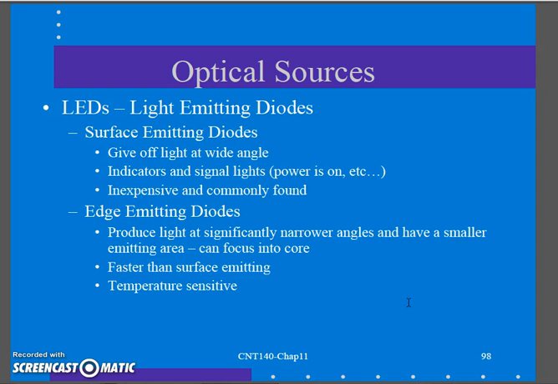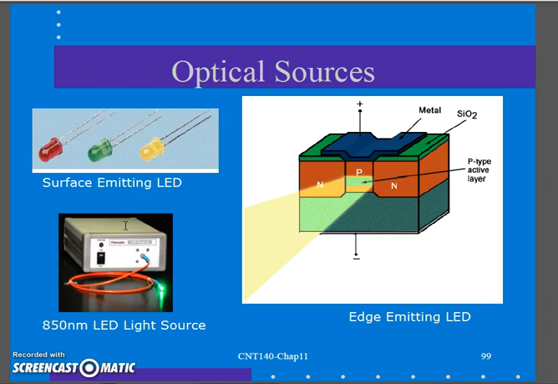Let's look at LEDs real quick. Your LEDs, there's 2 main types. They're surface emitting and edge emitting. Most of the ones we're used to seeing are surface emitting. These are little bulbs on my monitor or my computer saying it's on. Those are inexpensive and really cheap, and they're very commonly found. The ones I'm typically going to find for fiber optic are edge-emitting diodes. Those actually produce a little bit more focused beam.